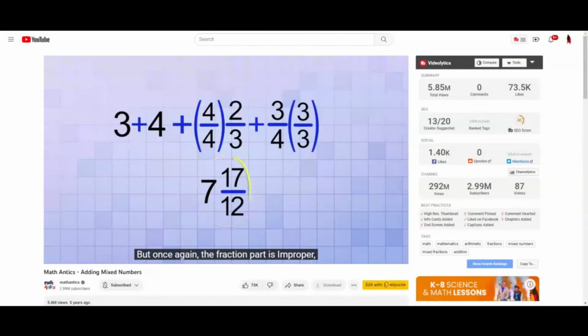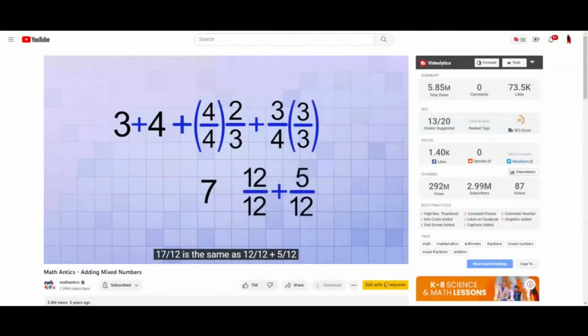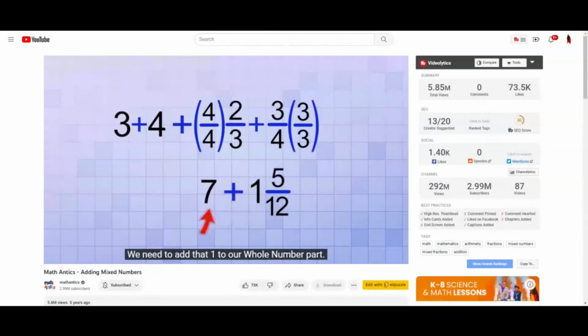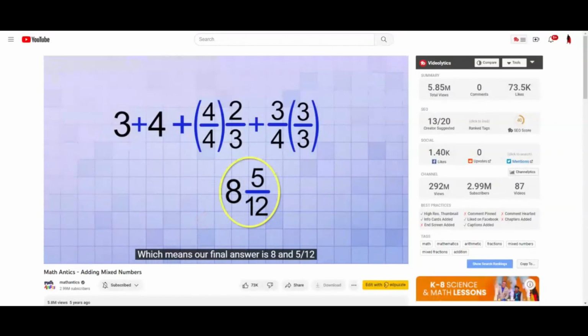But once again, the fraction part is improper, so we have to simplify it because its value is greater than 1. 17 over 12 is the same as 12 over 12 plus 5 over 12, which is the mixed number 1 and 5/12. We need to add that 1 to our whole number part. 7 plus 1 equals 8, which means our final answer is 8 and 5/12.